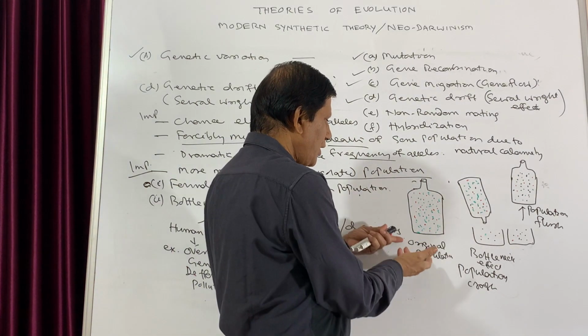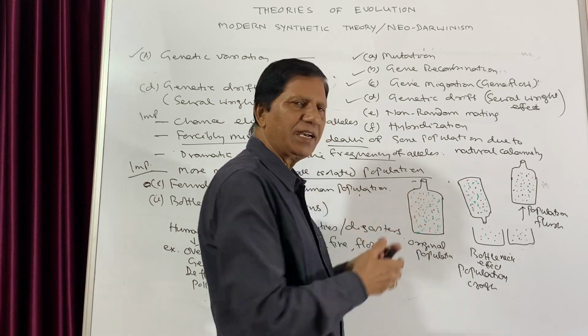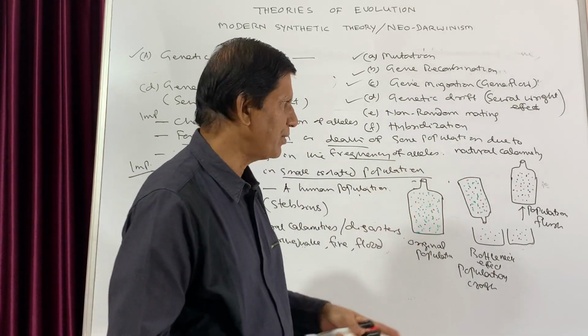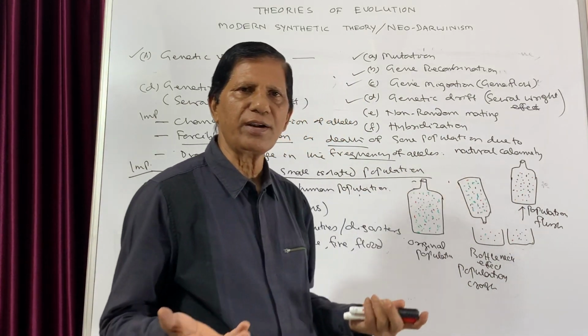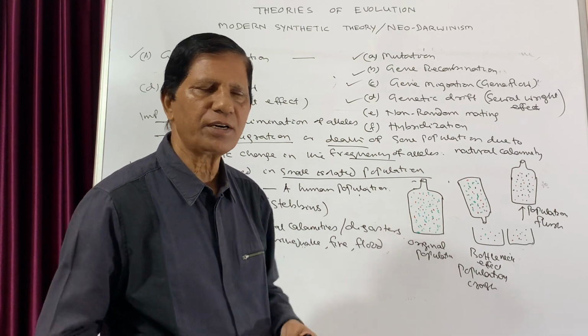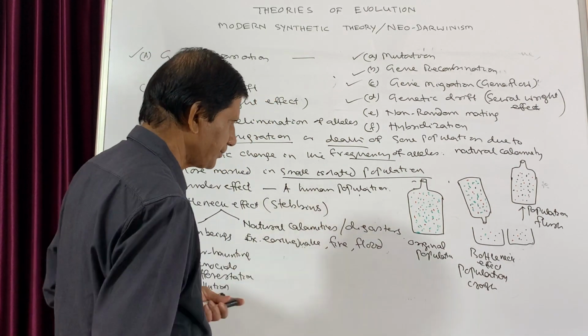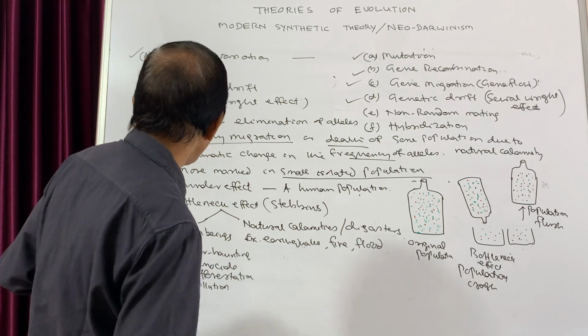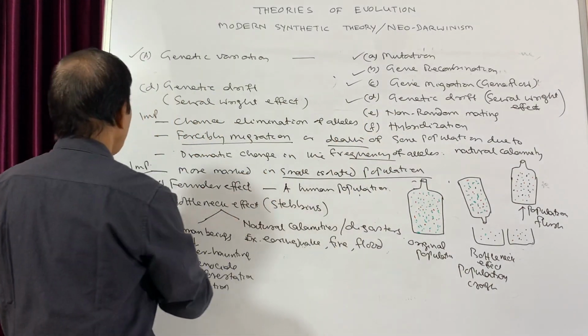So you see, in the original population, the allelic frequency was one type, but in the new one it is a different type. This is the bottleneck effect. Then there are two more.